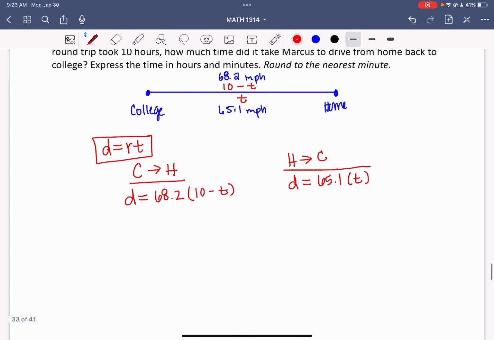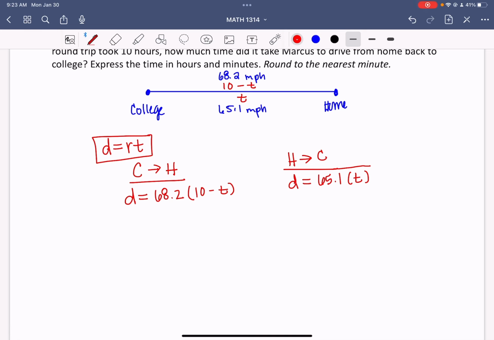Now, what are we going to do in order to solve this? We are going to use a substitution method. Our D's are the same distance, because college to home, it doesn't matter how fast he was going. We're taking the same route, so it's going to be the same distance. Let me distribute this piece here. This would be 682 minus 68.2 T. Using substitution, I'm going to set these D's equal to each other. That gives me 682 minus 68.2 T equal to 65.1 T.